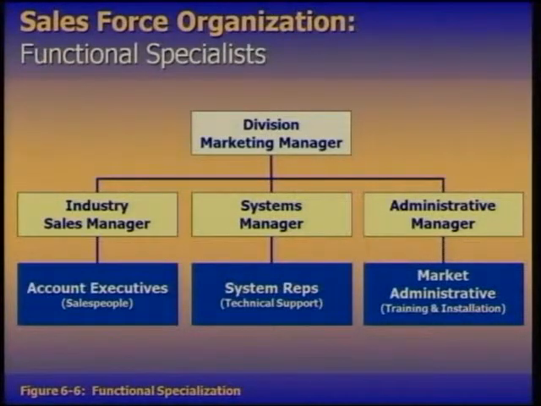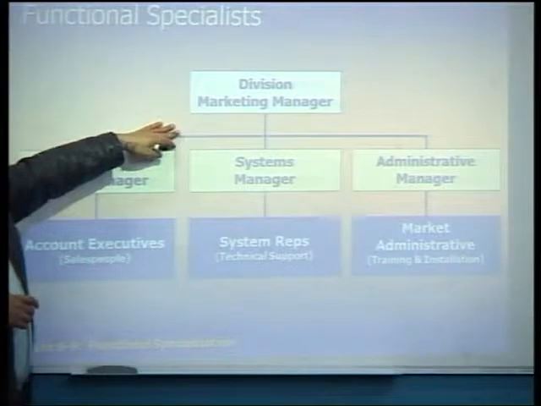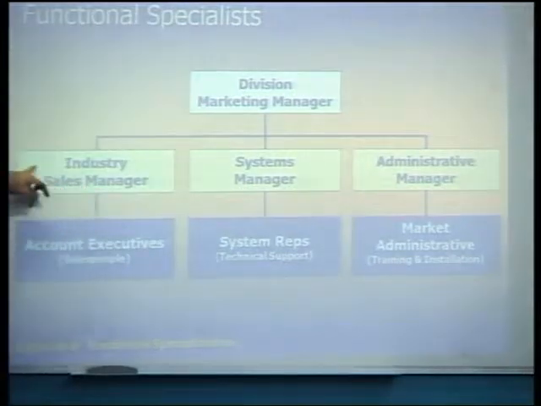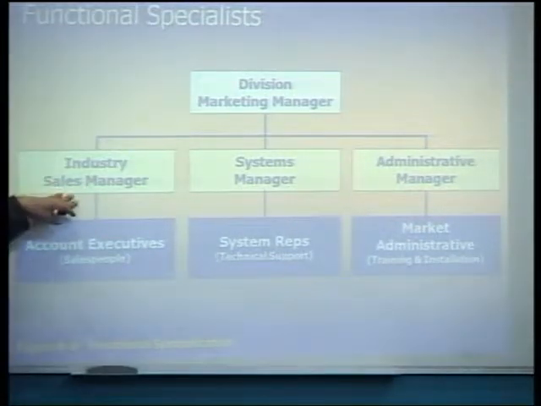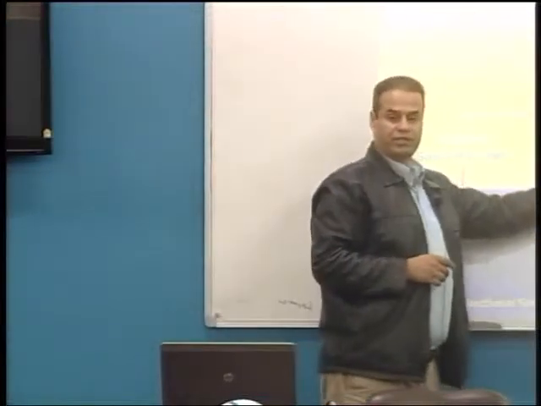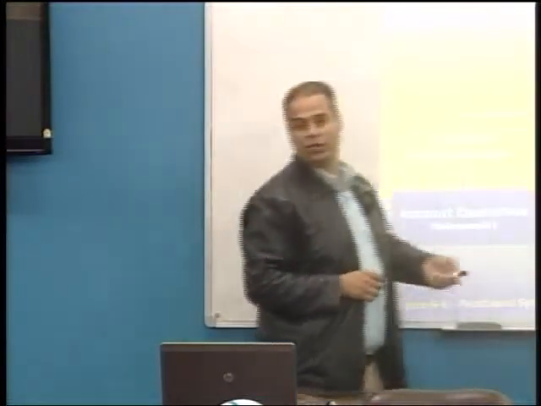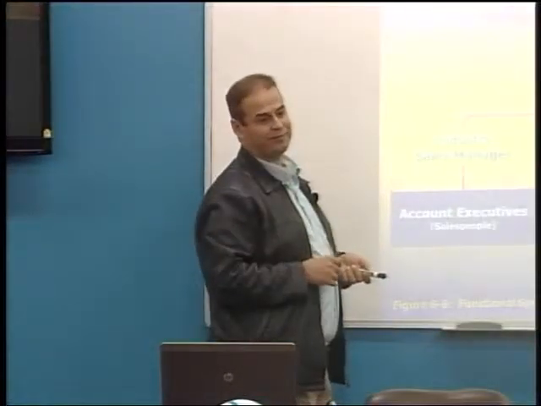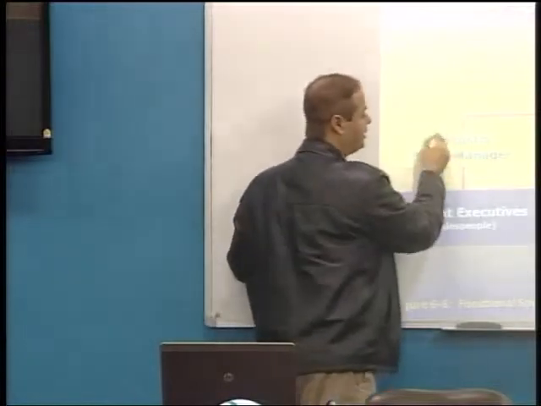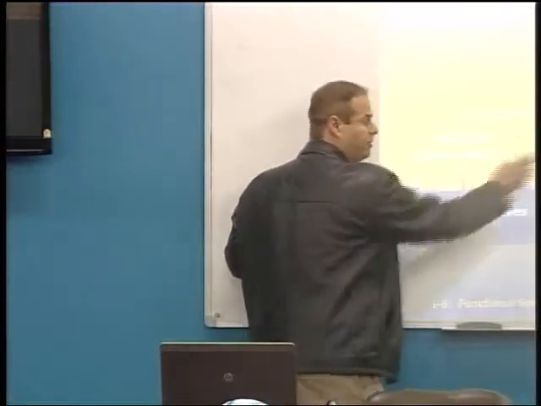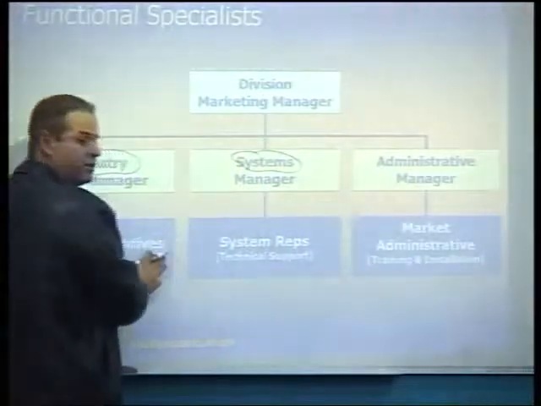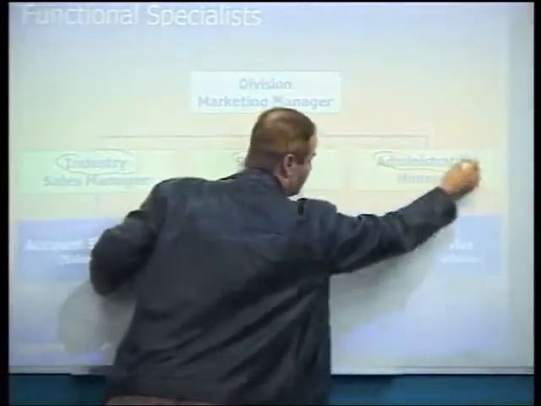This is an example for a functional specialization model. At the top, we are talking about the division marketing manager. In the second lower level, we are talking about the industry sales manager, the system manager, and over there, the administrative manager. Look at here. The function here is related to the industry. The function here is related to the system. The function here is related to administration.